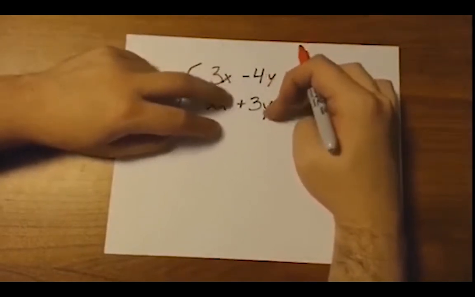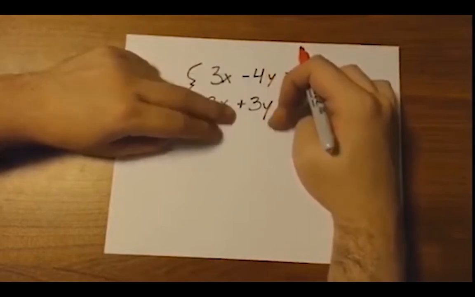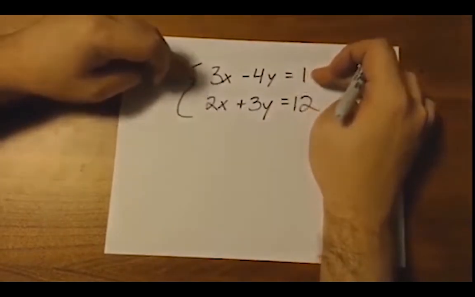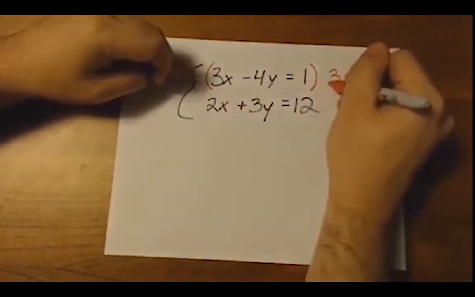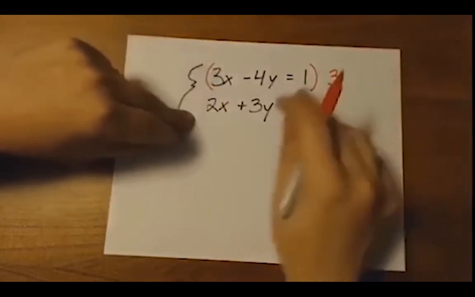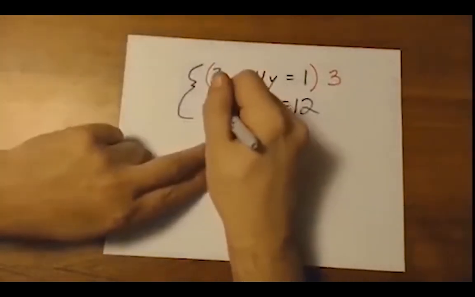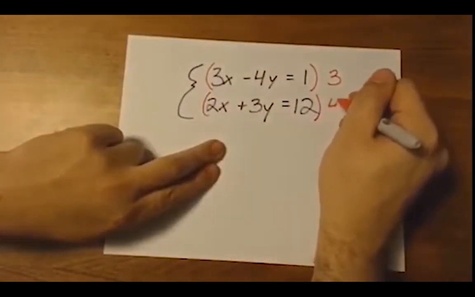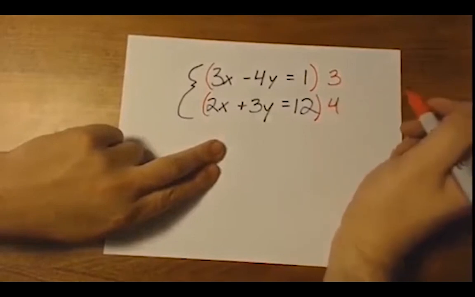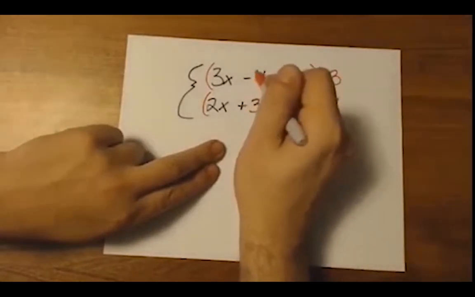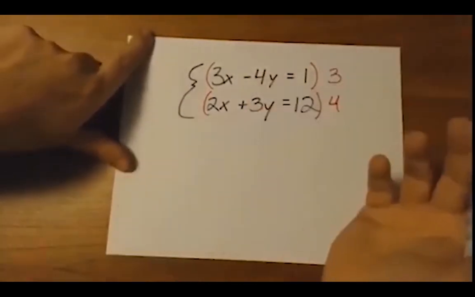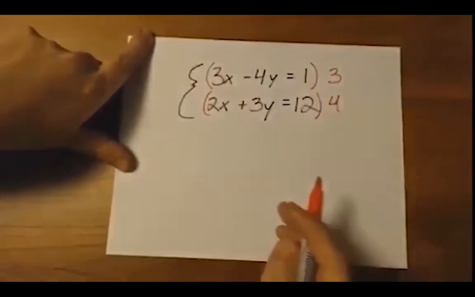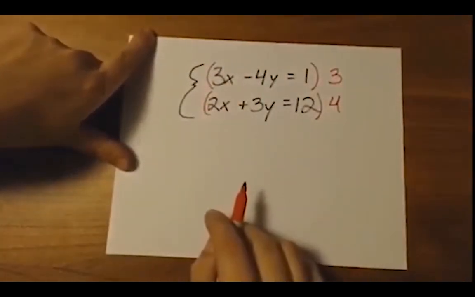What's the least common multiple of 4 and 3? 12. Well, what do we need to multiply 4 by to get 12? 3. What do we have to multiply 3 by to get 12? 4. Since one was negative and one was positive already, we're going to keep it positive 3, positive 4. We should end up with a negative 12y and a positive 12y, which will cancel each other out.